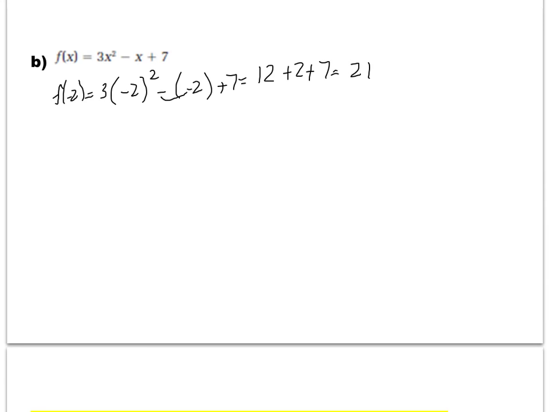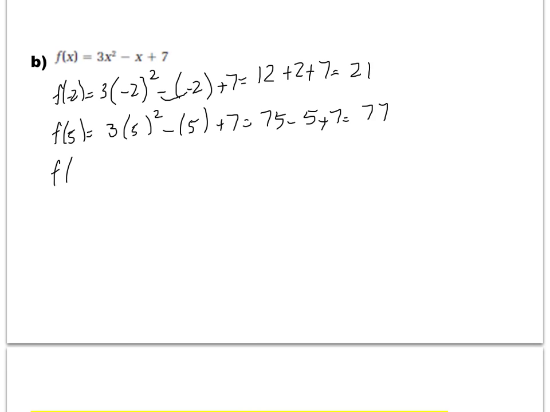The next one that we have to find is f of 5, which is 3 open bracket 5 close bracket squared minus 5 plus 7. 5 squared is 25. 3 times 25 is 75, minus 5 plus 7. If you simplify this one, you get 77.